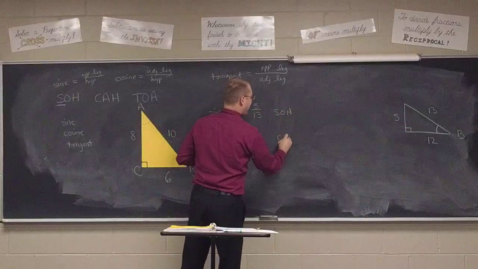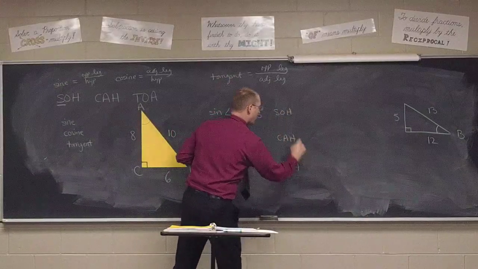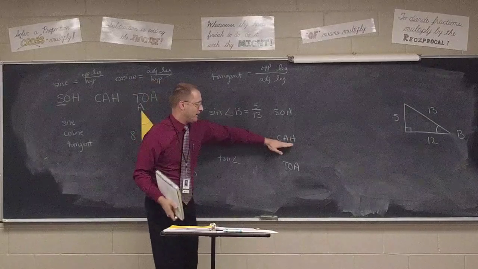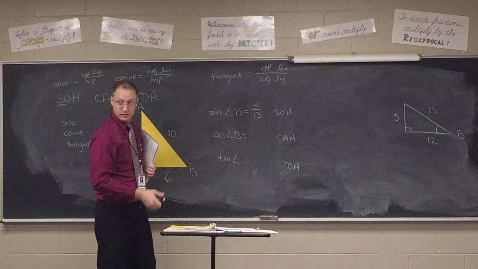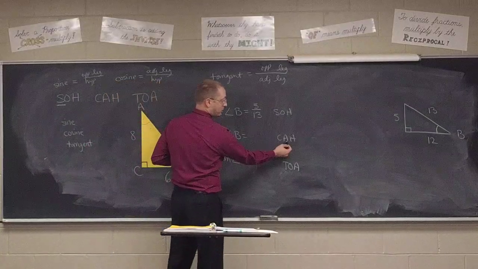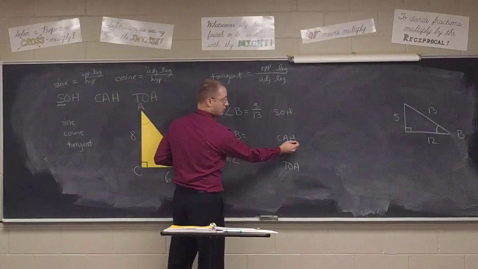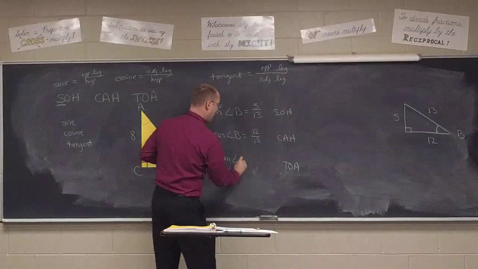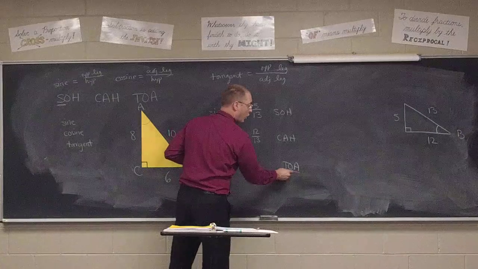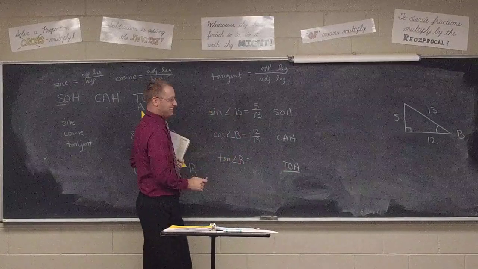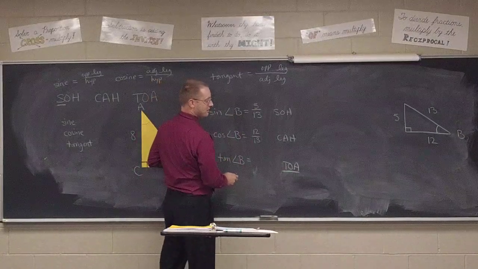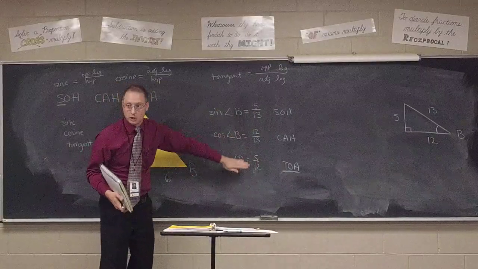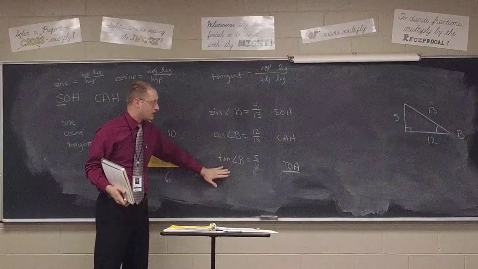So, SOH, CAH, TOA. All right, so Joshua, what would be the cosine, CAH, of angle B? 12 over 13. Good. Adjacent over hypotenuse. 12 over 13. And Lana, what would be the tangent, TOA, of angle B? 5 over 12. 5 over 12. And there's my SOHCAHTOA, my sine, cosine, tangent.